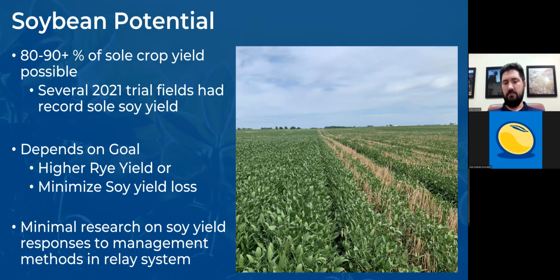But there's been minimal research on soybean yield responses to many management methods. So I talk about differences in nitrogen inputs, any sort of product that's going to be beneficial to soybeans, and are promoted as providing a yield advantage or have a scenario where they work well. None of them are really tested in a relay setup. Everything's focused on sole crop soybeans, which makes sense. But I think there's a big opportunity there for research, and there's ways to get those soybean yields higher if you're going to grow a relay system.